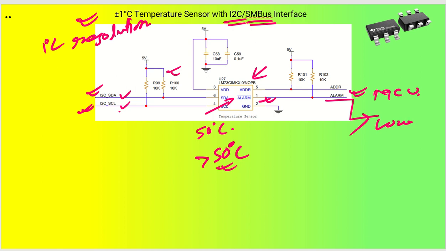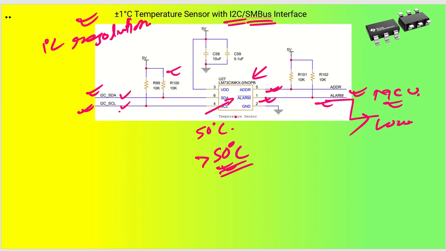All right. So whenever the temperature is more than the set value, the microcontroller will receive the alarm as a low signal, and this is how it will decide that the environment temperature is more than the temperature that is decided. Okay. Similar to that, there is the address pin.